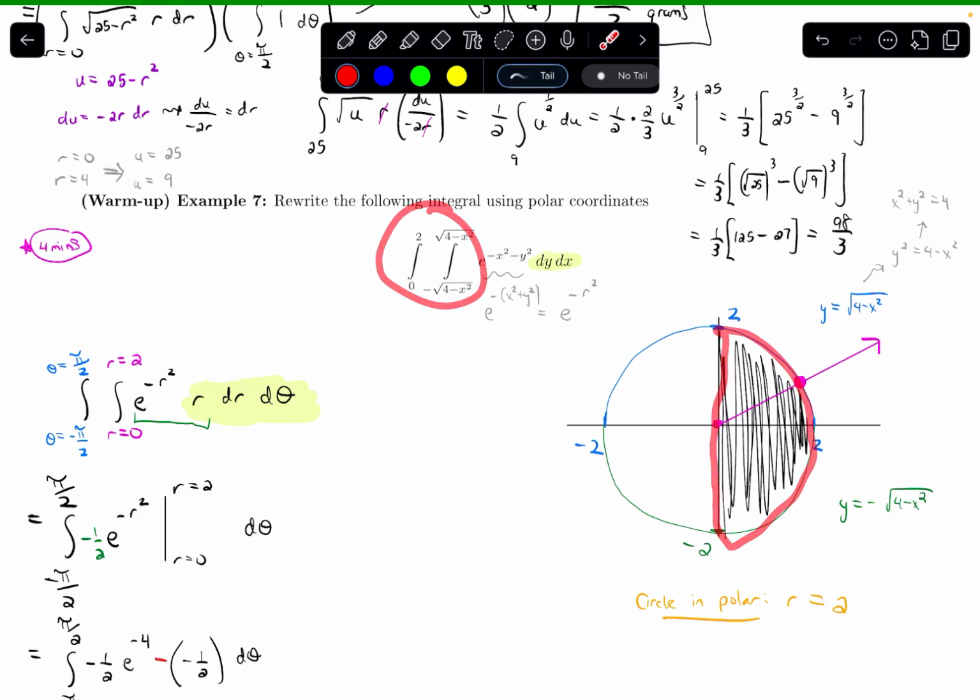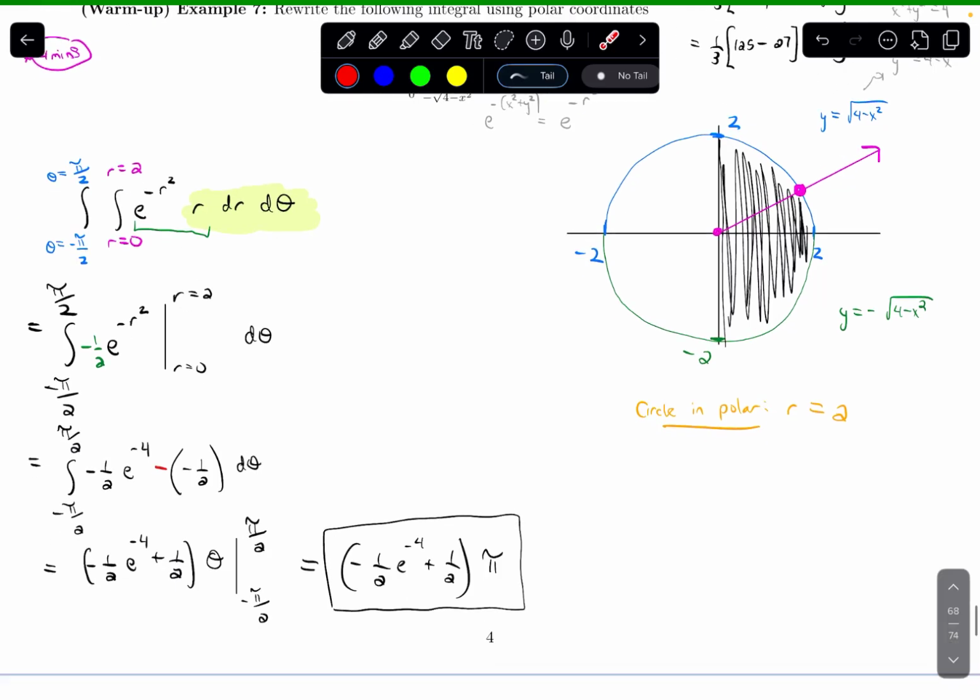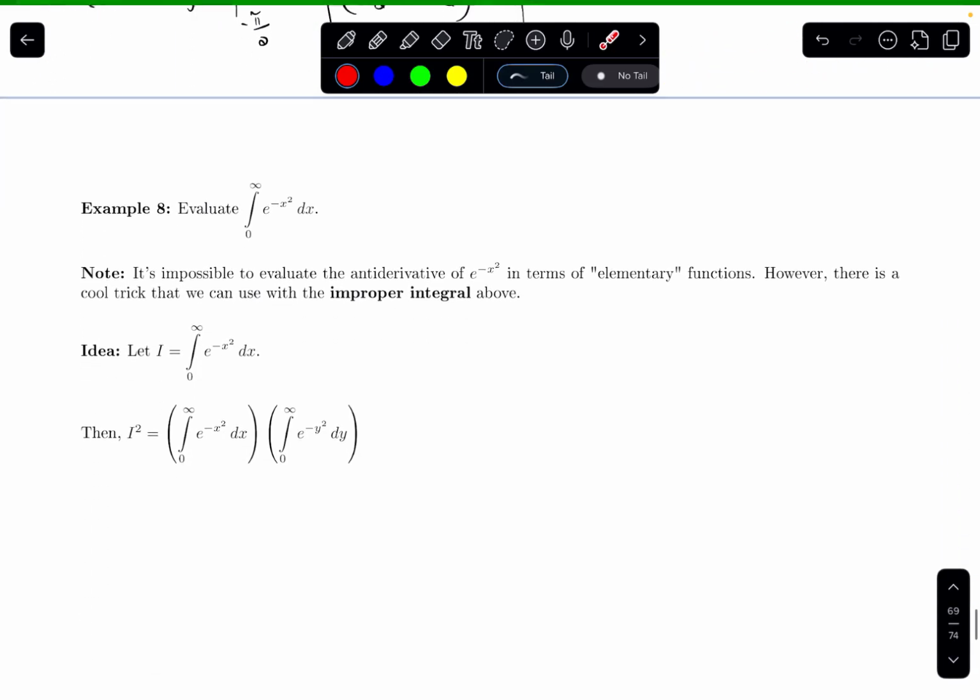And that's really nice in polar coordinates. All right, so let's end this video with one final example. So we are going to look at a really classic example, which is the integral from 0 to infinity of e to the negative x squared dx. It turns out that it's impossible to evaluate the antiderivative of this function in terms of what are called elementary functions. Those are functions that I know, like exponentials, logs, trig, and combinations of those.